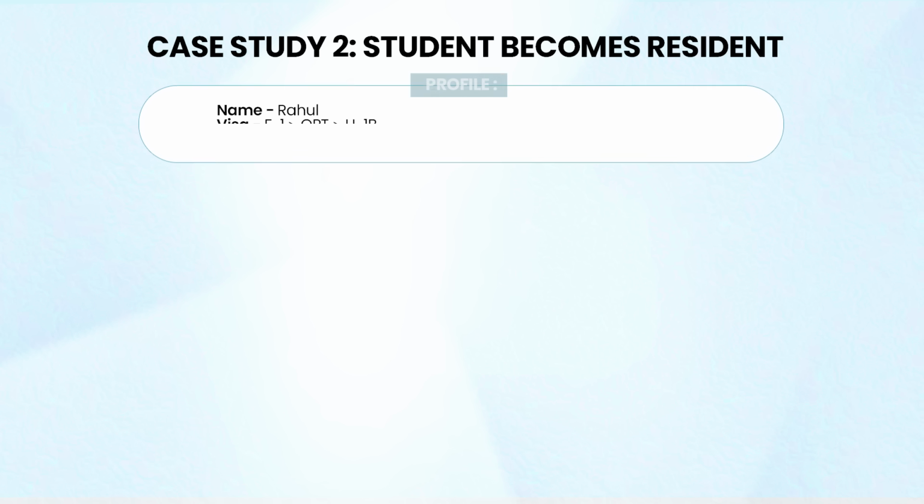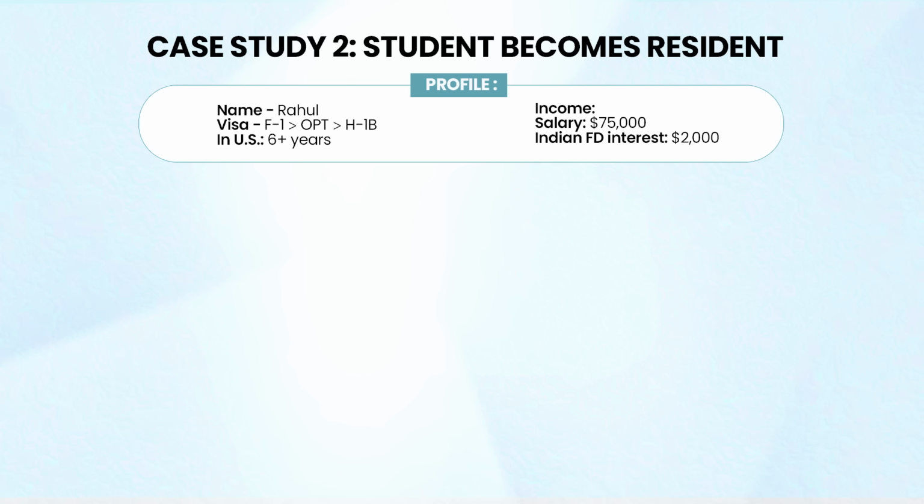Let's go through case study 2, that is about a student who becomes a resident alien. The name is Rahul. His visa status started as F1 student, then moved to OPT and eventually changed to H1B. He has been living in the United States for more than 6 years. He has 2 sources of income. First is his salary from which he earns $75,000. Second is interest from a fixed deposit in India from which he earns $2,000.